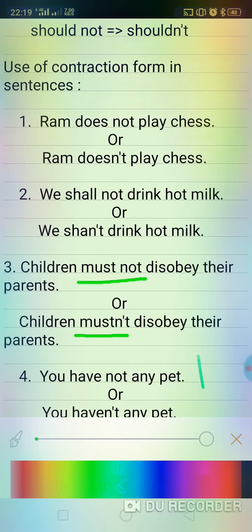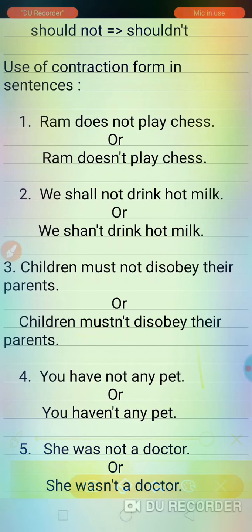And in the fourth sentence, you have not any pet. You haven't any pet. The contracted form of have not is haven't. She was not a doctor. She wasn't a doctor. The contracted form of was not is wasn't.